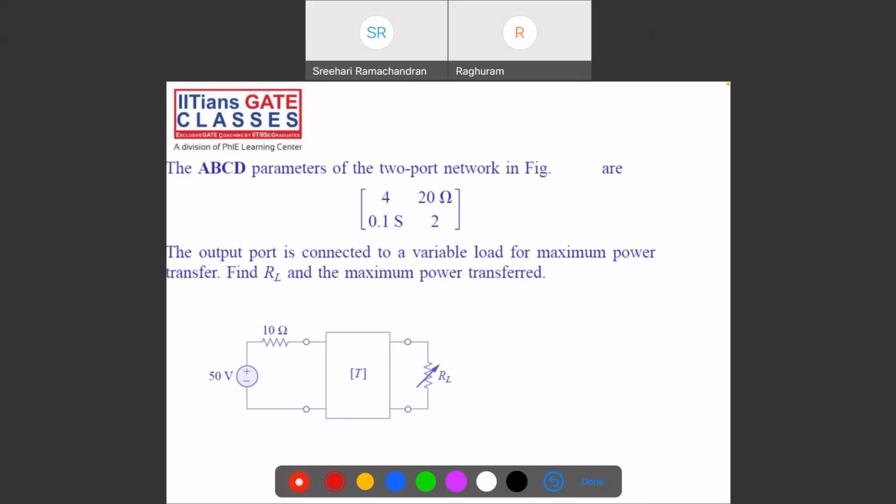See again. Able to see this, right? The ABCD parameters of a two-port network are shown in the figure. The ABCD parameters are given. The output port is connected to a variable load. For maximum power transfer, find RL. Again, you have to find the Thevenin's equivalent. Try to solve this.